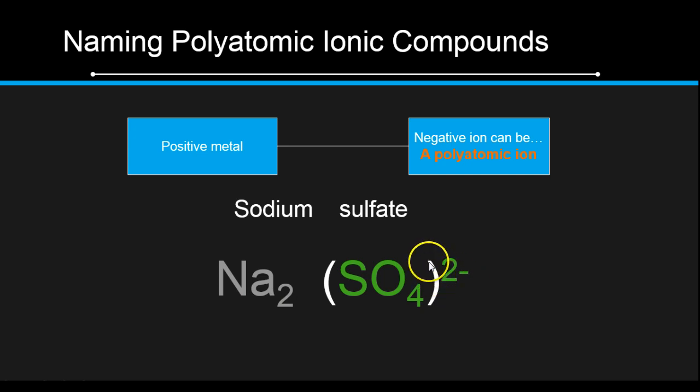A lot of times it's easier, so you don't start taking the 4 over to the sodium and things like that, to put parentheses around the polyatomic ion and then put the charge on the outside. So sodium has a +1, that we don't transfer over to the sulfate. Sulfate has a 2- charge. We'll crisscross that back to the sodium, so Na2SO4 would be your final answer there.